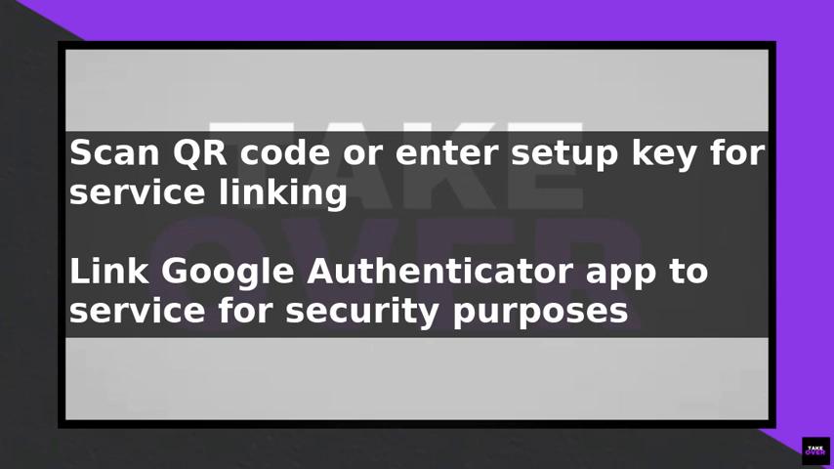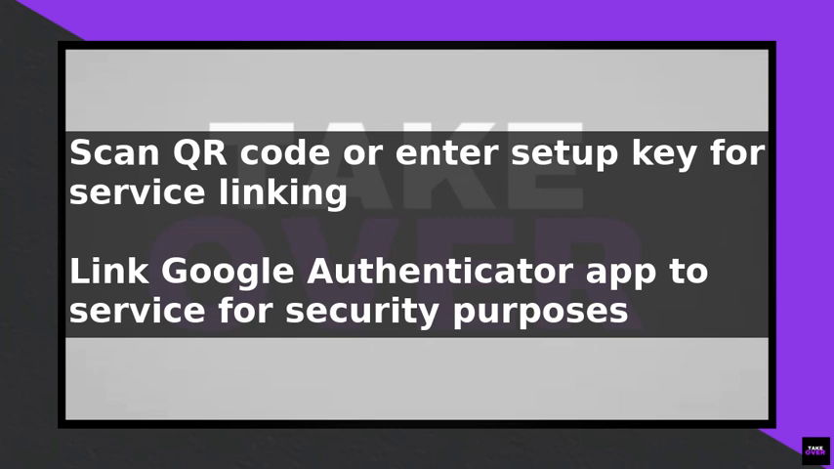After scanning the QR code or entering the setup key, the Google Authenticator app will generate a 6-digit code that changes every 30 seconds. This code is your one-time password that you will use to complete the two-factor authentication process.